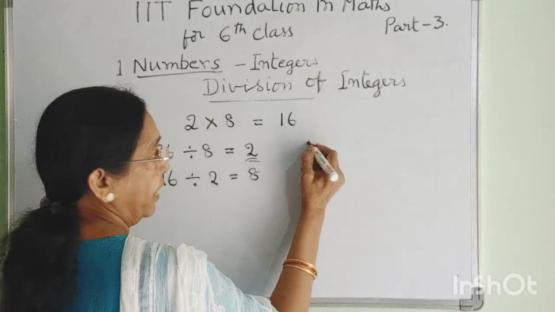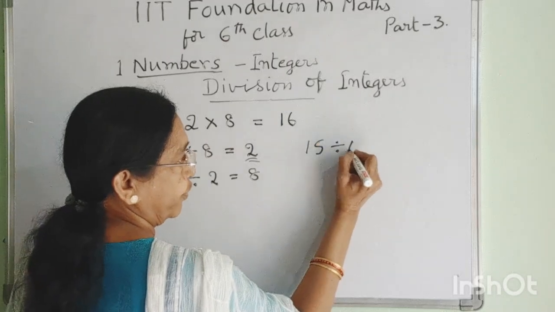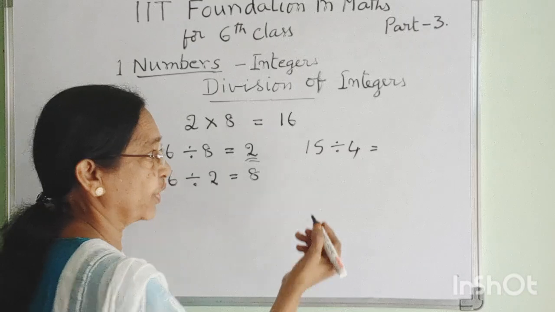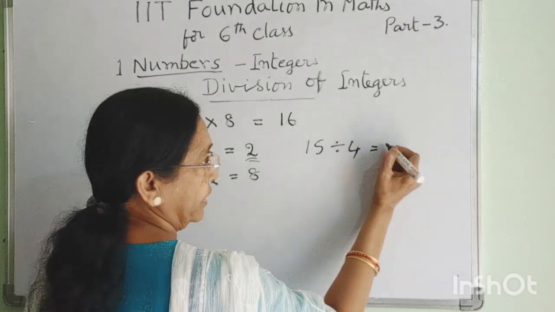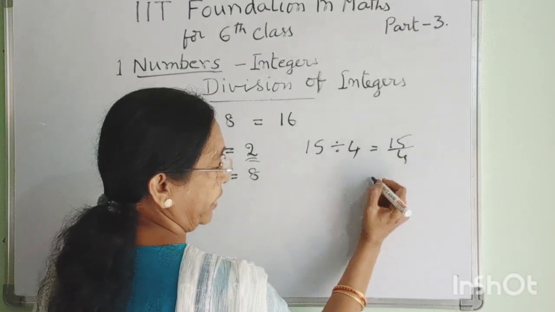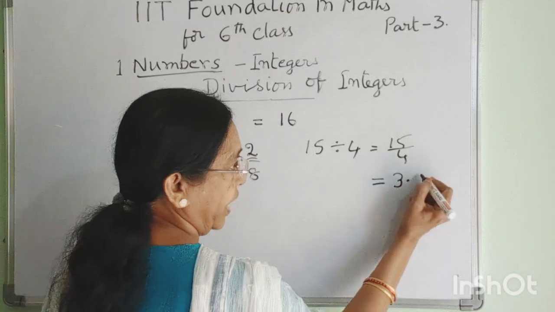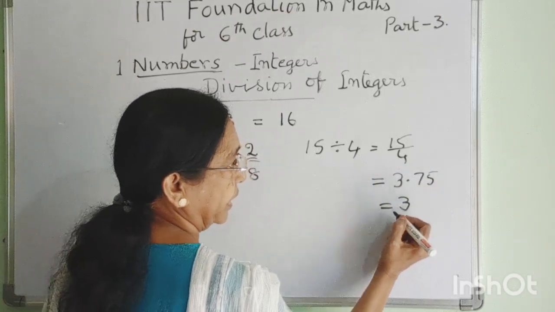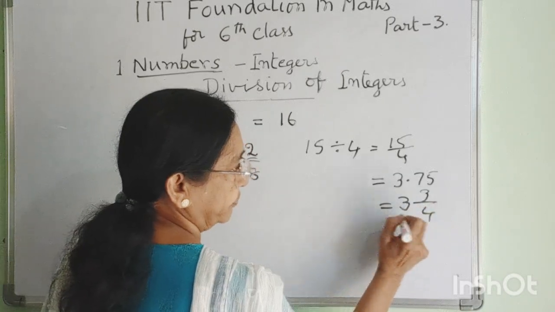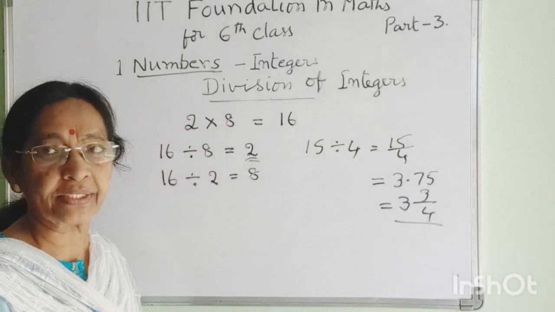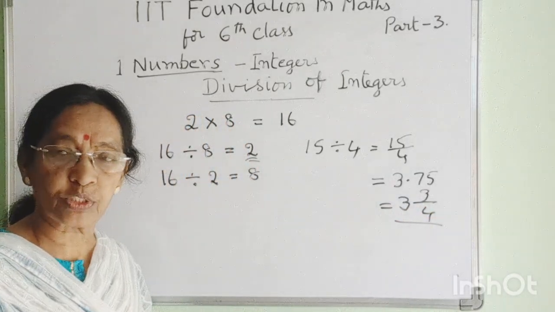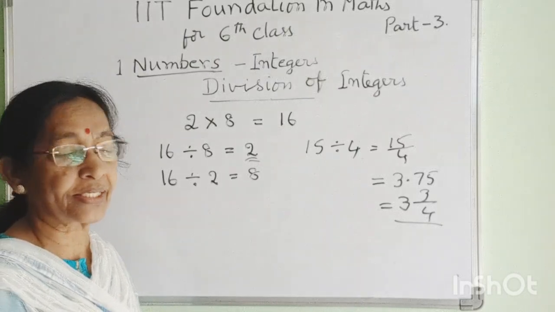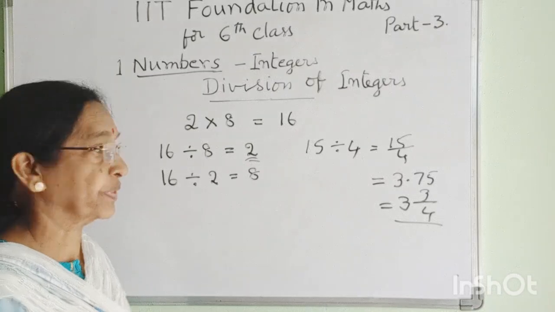For example, 15 divided by 4 is not an integer. It is 15 by 4, or 4 threes are 12 and 3.75, or it can be 3 by 4. So it is not an integer, it is a number. So when a positive integer is divided by another positive integer, the result is a positive number.